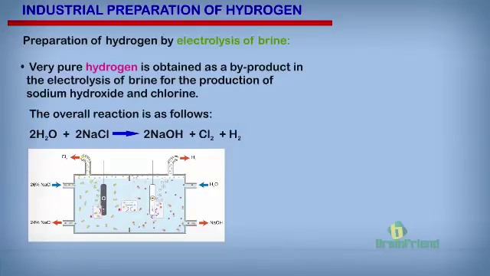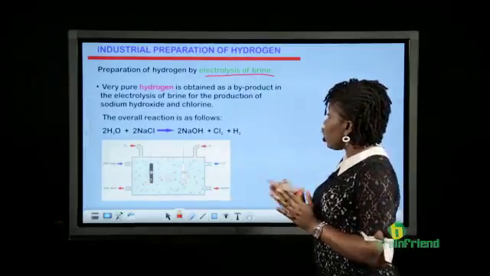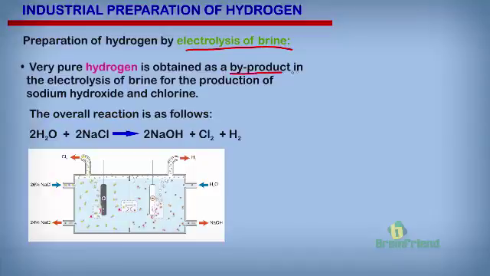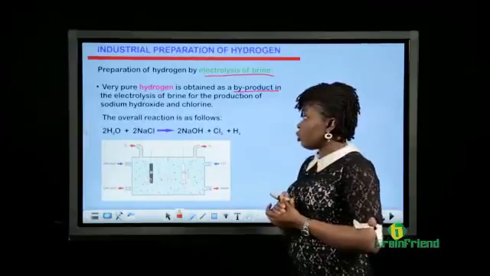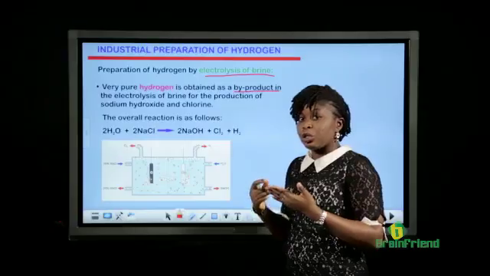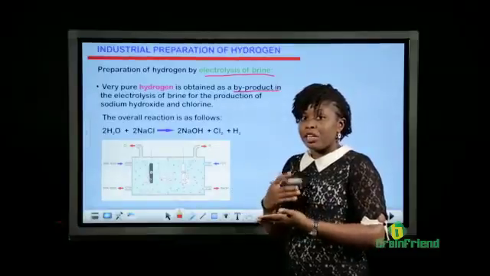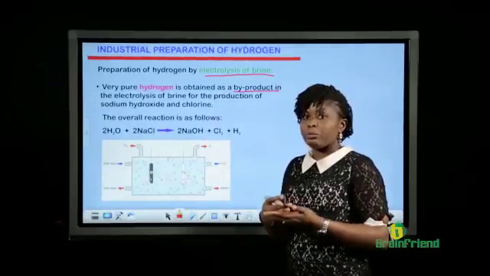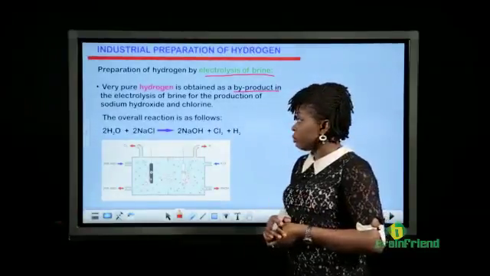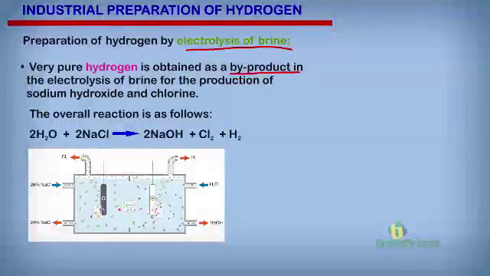Now we'll be looking at the preparation of hydrogen from electrolysis of brine. We say that very pure hydrogen is obtained as a byproduct in the electrolysis of brine for the production of sodium hydroxide and chlorine. So during electrolysis of brine for the production of sodium hydroxide and chlorine, hydrogen gas is given off as a byproduct. And that is just one of the ways that we can produce hydrogen gas industrially. So the overall reaction is this: water reacting with sodium chloride to give us sodium hydroxide, chlorine, and hydrogen gas.